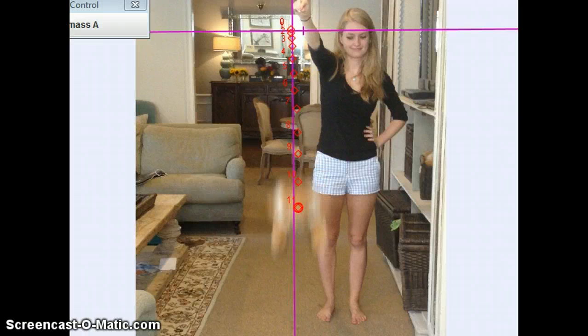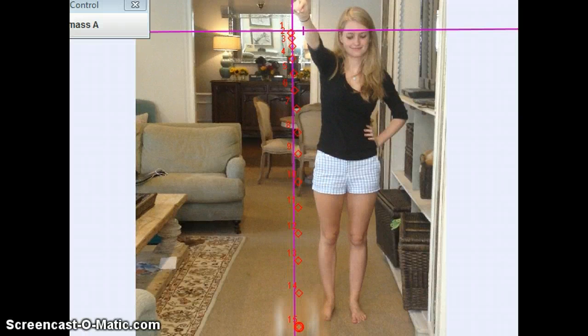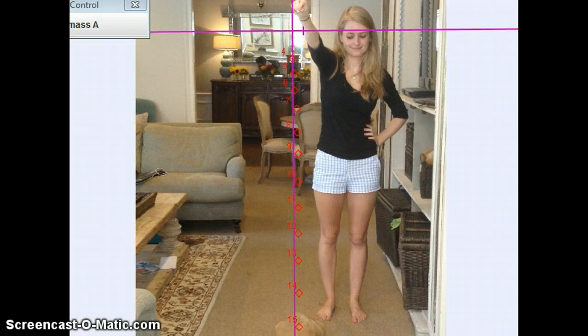At each frame, the center of mass of the object was determined by eye. The mass was estimated to be 4.5 grams. The object was blurry at points, but I made the best estimate possible.